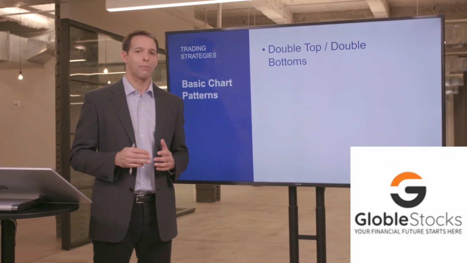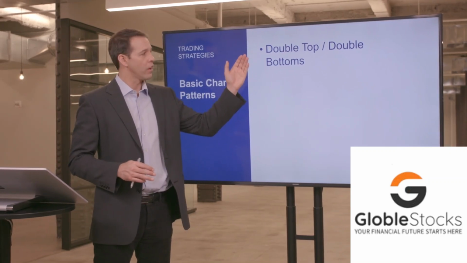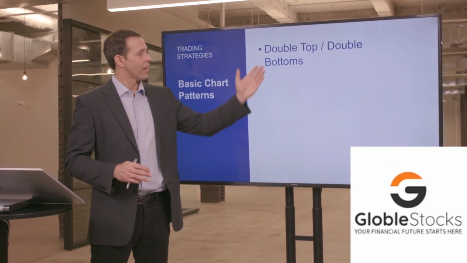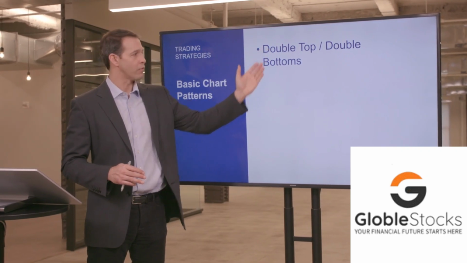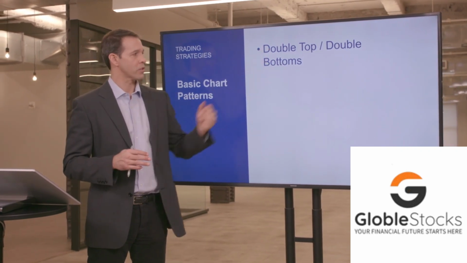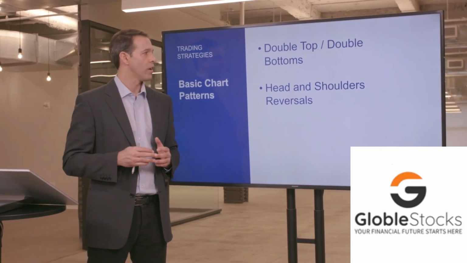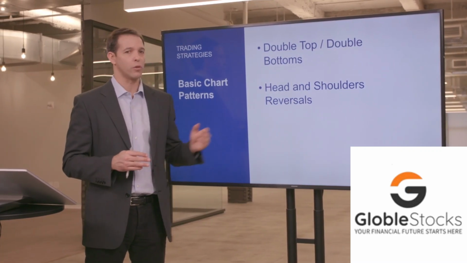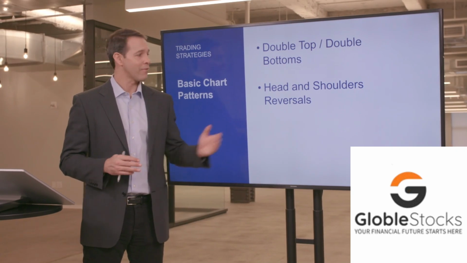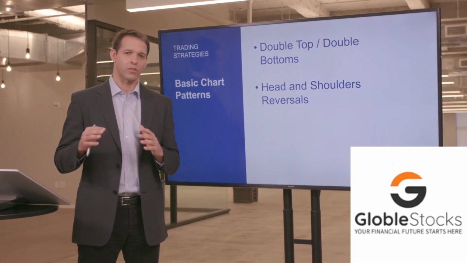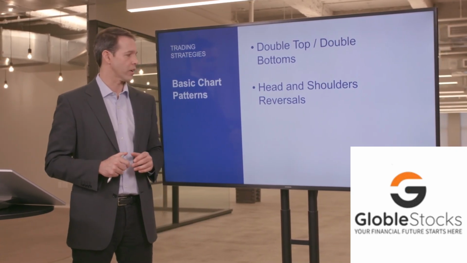Now, in a double top, a price has been reached, then the price drops, hits that same price again, and falls. That's a double top. The double bottom is just the reverse of it. The next simple chart pattern is the head and shoulders reversal. And this happens when prices reach a new high, they drop, and then they fail to break that previous high. So it looks like a head and shoulders. And I'll show you what that chart looks like in a second.